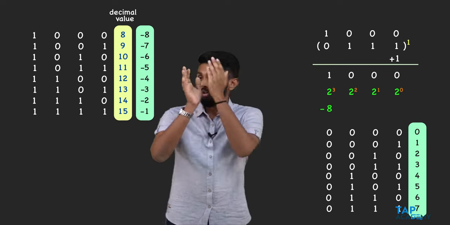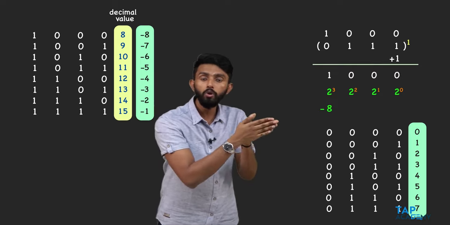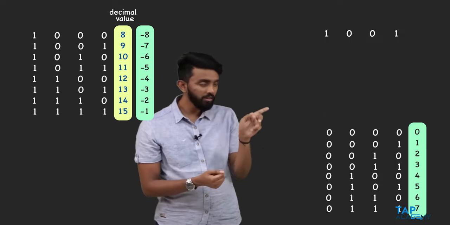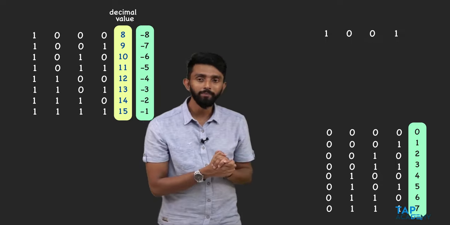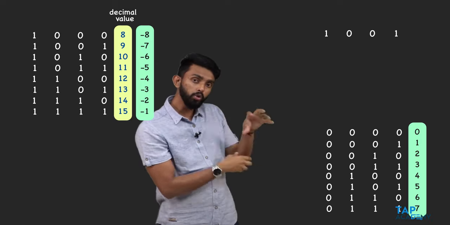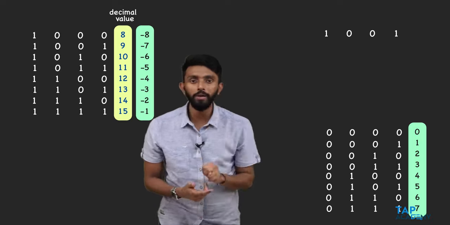Oh, but even positive is 1, 0, 0, 0. Negative is also 1, 0, 0, 0. Can you prove it? It will work for others. Great. Let me take 1, 0, 0, 1 here. I hope you're able to think. Now, this one I want to show you that using 2's complement, it can become minus 7. But otherwise, if you directly convert, it will be 9, positive 9.